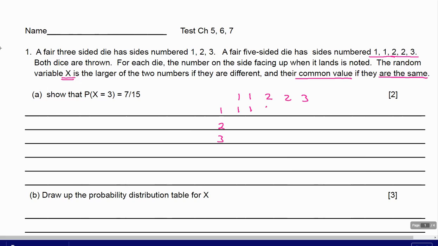No. Remember, the X is the larger of the two numbers. It doesn't say to add them together. So if I roll a 1 and a 2, what number do I get? What are the two numbers I just rolled? Exactly. Okay? All right, so now look here, same thing. This is also going to be a 2, right? This is me getting a 1 and a 2.